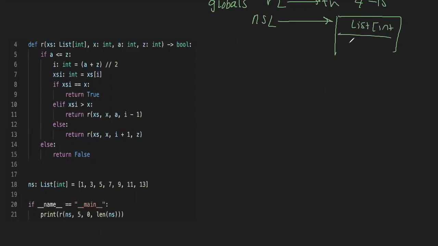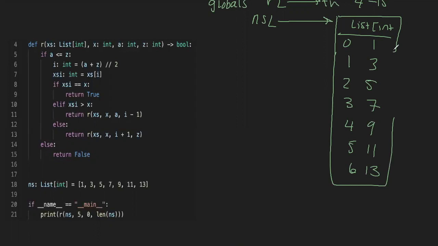So we have the first element is 1. Oops, sorry. The second element is 3. Then we had 5, 7, 9, 11, 13. Okay, so let me just make this look pretty.